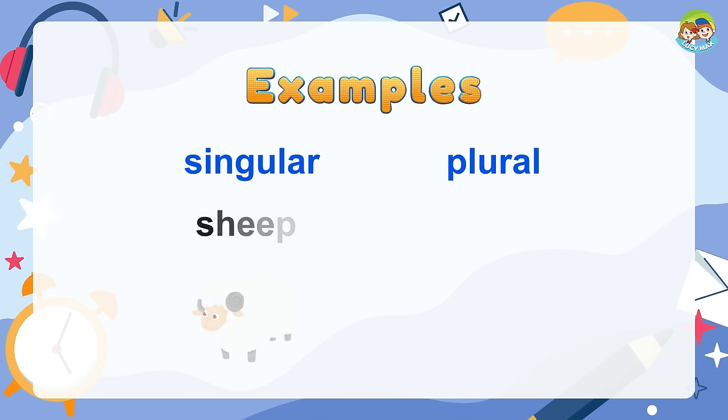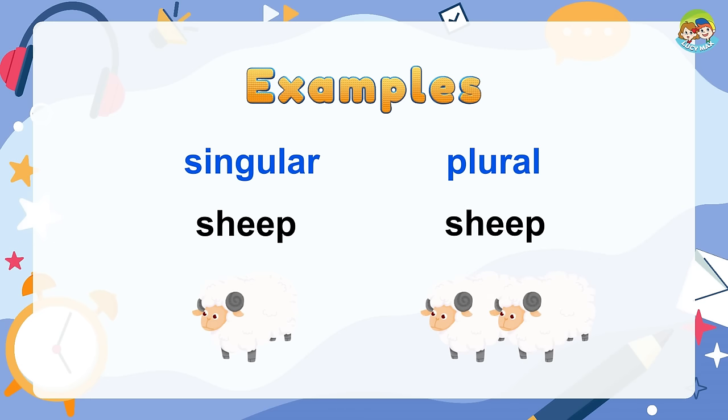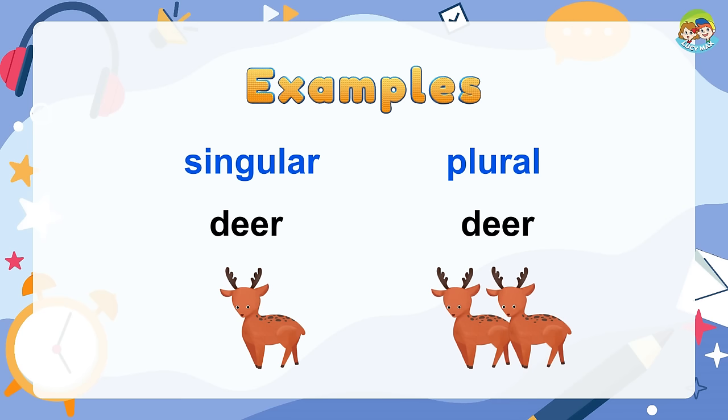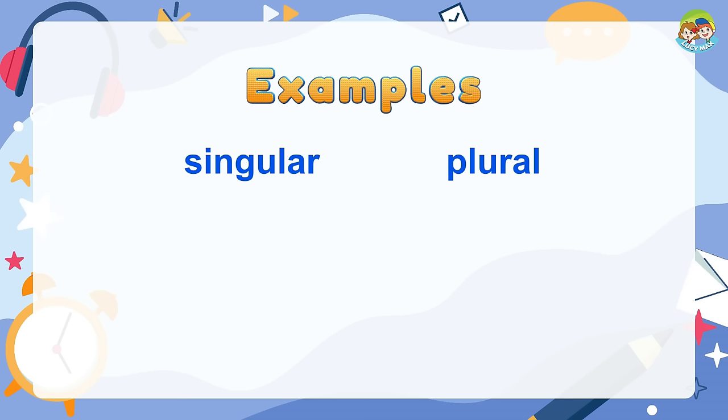Now we have sheep. Sheep does not change form. One sheep, two sheep. Deer is the same. One deer, two deer. And the last one is fish. This stays the same as well. One fish, two fish.